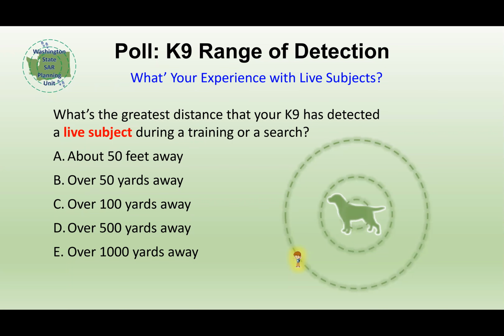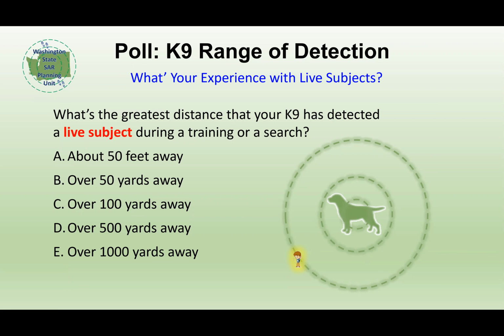Okay, I can see we've got almost 60% of people voted. Things are slowing down a little bit. Okay, let's wrap things up and share the results. And what do we see here? We see that most of our folks report that they've experienced their dogs detecting subjects over 100 yards away or over 500 yards away, with a couple quite a distance, over 1,000 yards away.